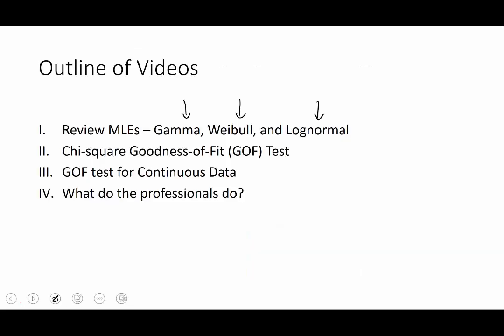The second video is going to introduce the chi-square goodness of fit test. The third video is going to show how to apply that goodness of fit test for continuous data. We'll also mention in this video a more advanced version called the Kolmogorov-Smirnov test. And then finally, in the fourth video, we're going to come back and look at what the professionals do. What did they actually do in these studies to hone in and get a better estimate of the incubation time for the disease? So I hope you join us for those ones as well.